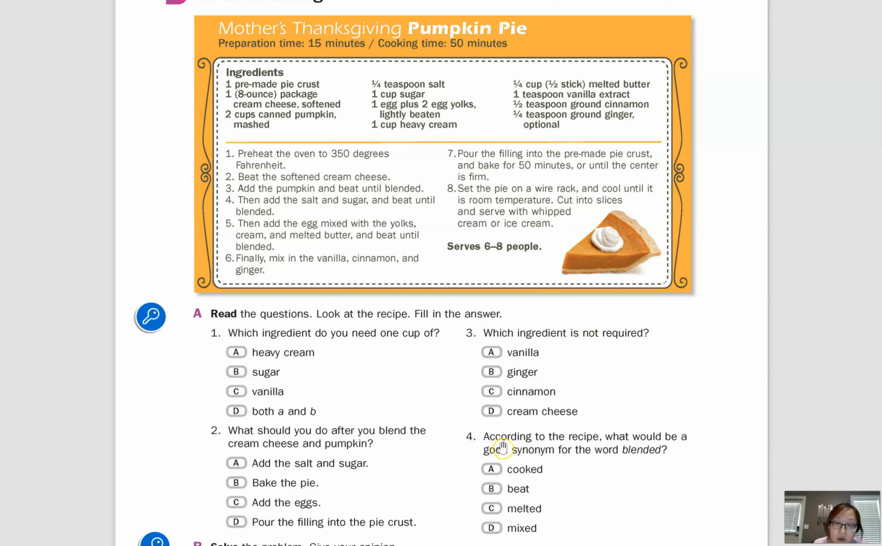And then number 4, according to the recipe, what would be a good synonym for the word blended? Okay, and as you know, synonym means a similar meaning word. And we see that word blended here in number 4. It says, then add the salt and sugar and beat until blended. So you can say mixed is a good synonym for the word blended. Okay, mixed, so letter D.